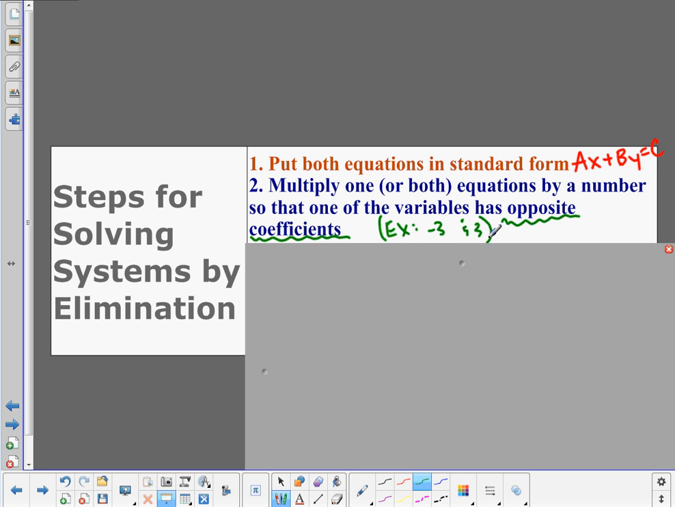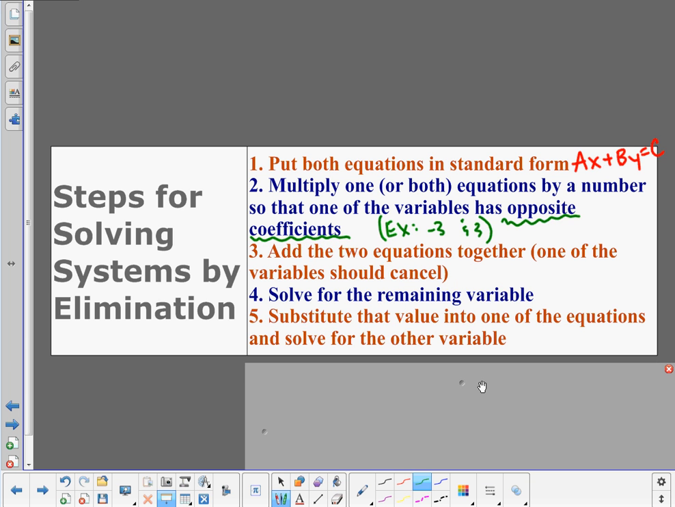They need to be one positive, one negative of the same number. It could be -10 and 10. It could be -6,000 and +6,000. It doesn't matter what it is, they just need to be opposites. Then the good news is the last three steps are the same as what you did yesterday. Add the two equations together, one variable should cancel, solve for the remaining variable, substitute that in and get the other one. So it's really just these first two that are new for us today, a little bit of an extension of that elimination method.